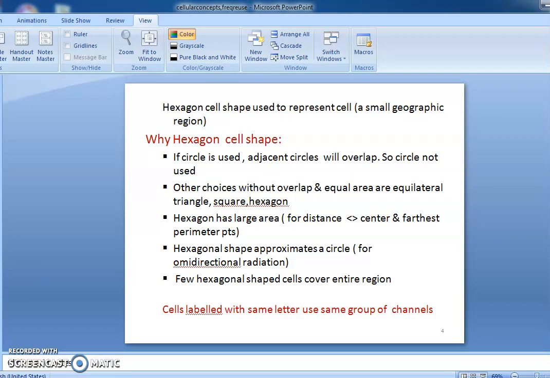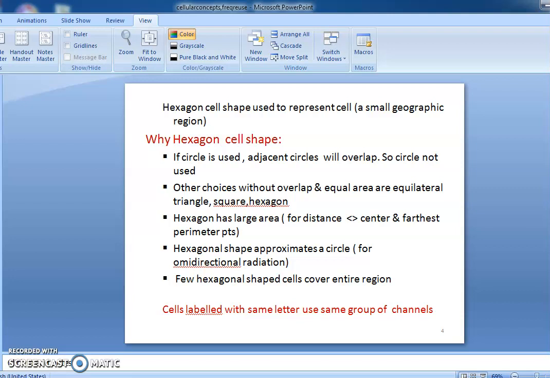Next, the cells are represented by using the hexagonal shape. Why is this hexagonal shape preferred? If I am using a circle, in order to cover the entire geographical area, I will be using a number of circles. So there is a possibility of overlapping of the adjacent circles, because we have to cover the entire region by using a number of circles. If they are not overlapping, some of the portions will be left uncovered. In order to cover the entire area, I will be using circles, so there will be a possibility of overlapping.